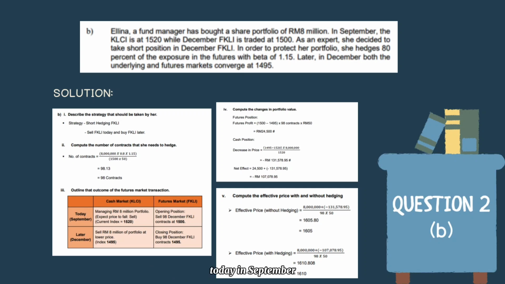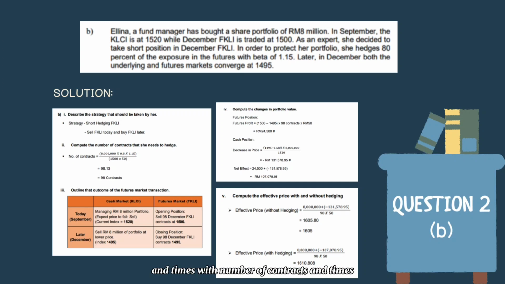Today in September, in the cash market managing 8 million portfolio, the price is expected to fall, so we have to sell. On the futures market, we sell 98 December FKLI contracts at 1,500, and later in December we sold 8 million of the portfolio at a lower price, and we buy 98 December FKLI contracts at 1,495.